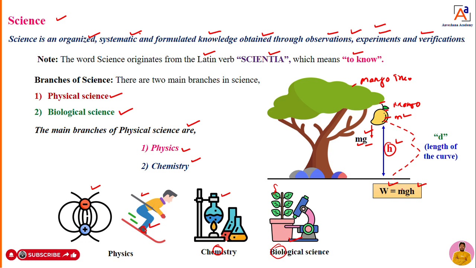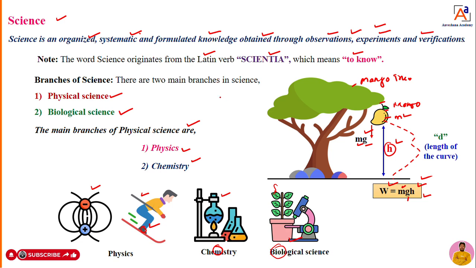So what is m here? M is the mass of the mango, g is the gravitational constant, the reason behind the falling of the mango, and h is the height from which the mango is falling down. With the help of this we are going to calculate the weight. So what we did was, initially we observed the mango falling, then we did some repeated experiments and verified with other results, and we obtained the equation: capital W is equal to m into g into h.